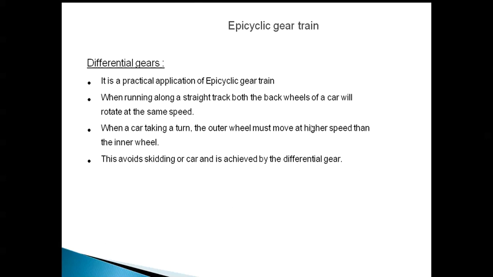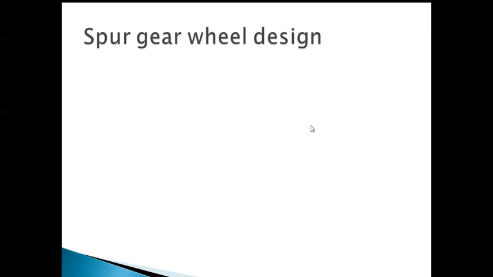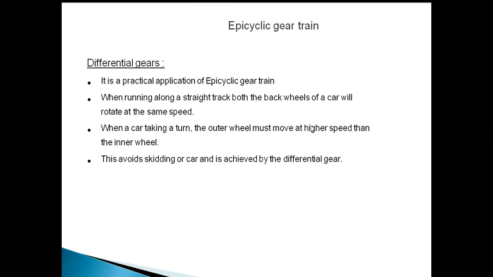So this avoids skidding of the car and is achieved by the differential gear. This differential will be in the rear axle. It makes the inner wheel rotate a lesser distance than the outer wheel to get the correct turn. So this is about the differential gears, the best example for epicyclic gears.